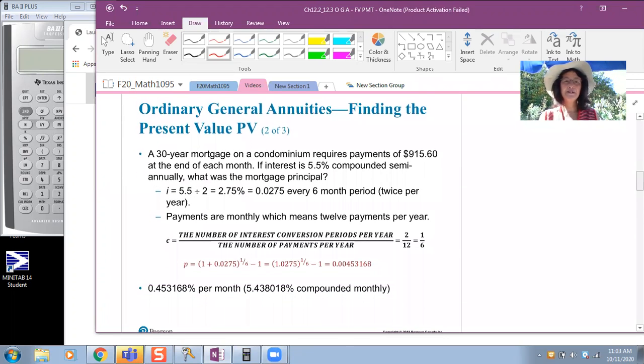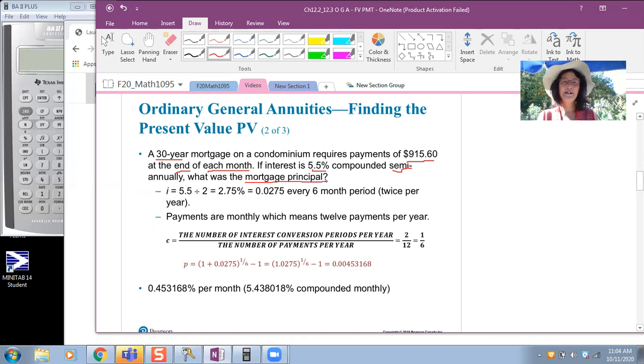Let's look at an example. A 30-year mortgage on a condominium requires payments of $915.60 at the end of each month. Interest is 5.5% compounded semi-annually. What was the mortgage principal?